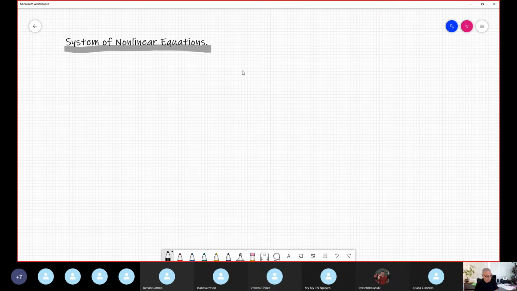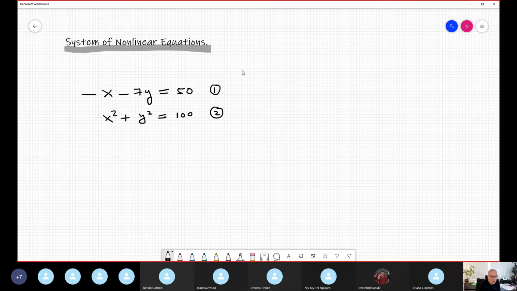For example, you have a system like that. -x minus 7y equals 50. This is my equation number 1. And we have another equation that is x squared plus y squared equals 100, equation 2. So we have a system formed by a first equation which is linear. Remember, linear means that the exponent involved in my equation is 1. And the representation in 2 dimensions is a line. And this is quadratic, it's nonlinear. If at least one equation is nonlinear, the system is nonlinear.